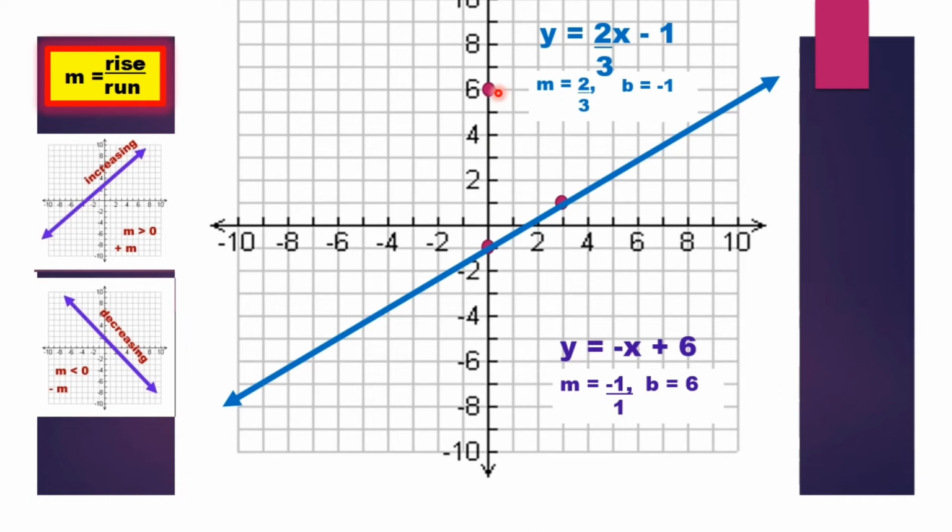Then, from here, locate natin yung slope na negative 1 over 1. Rise negative 1 and run 1. Pababa. 1, 1. Okay, so this is the point. 2 points on the graph determines a line. So, pwede natin i-draw yung line. So, that is the line of equation 2. Decreasing siya.